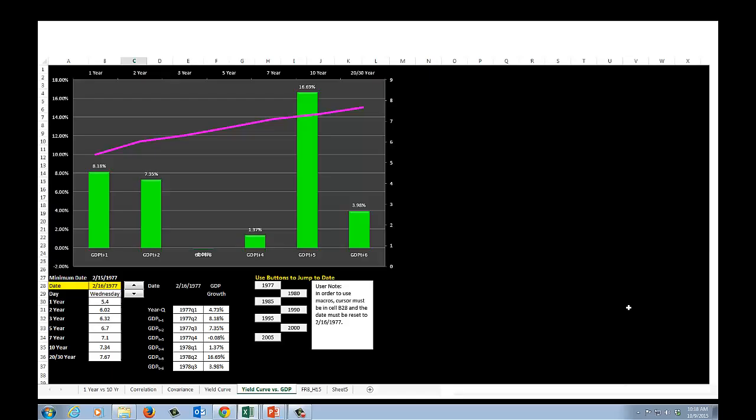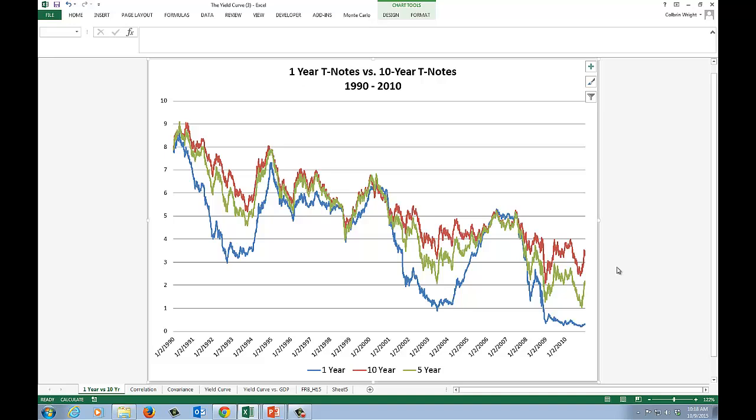So what I've done here in this graph that you can see is I have just graphed from 1990 to 2010, so about a 20-year period, the prevailing yield to maturity on 1-year treasuries, 10-year treasuries, and 5-year treasuries. If you engage in what my friend Craig Merrill calls ocular analysis, if you just use the eyeball test, you can see that there is, in fact, positive correlation.